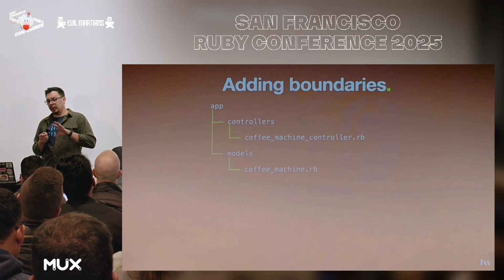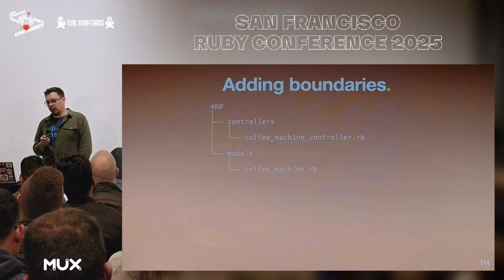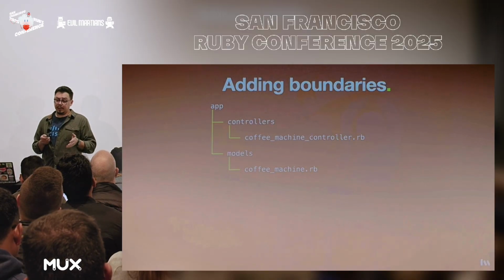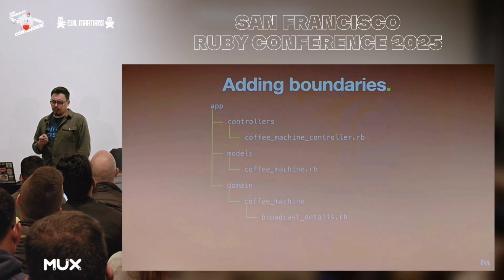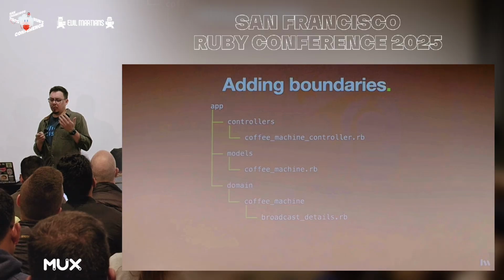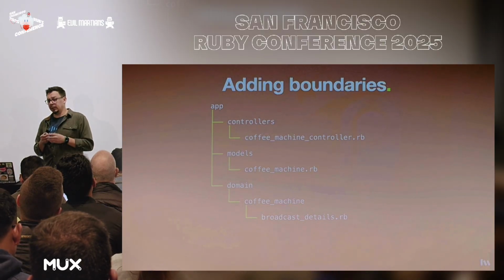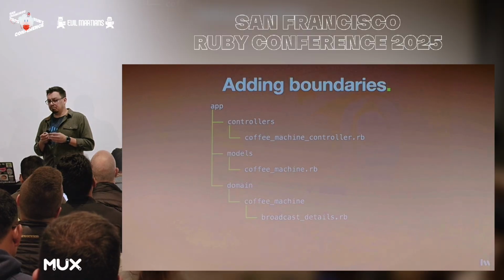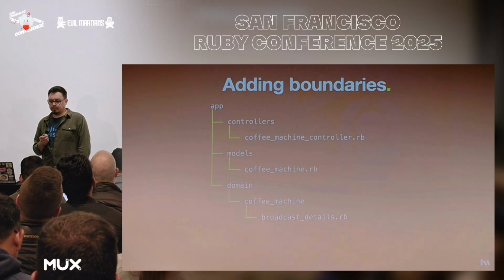So we started with code in a controller and a model. We then extracted a class out of the model. And so we can put the new coffee machine broadcast details class in the domain coffee machine directory and rename it to just broadcast details.